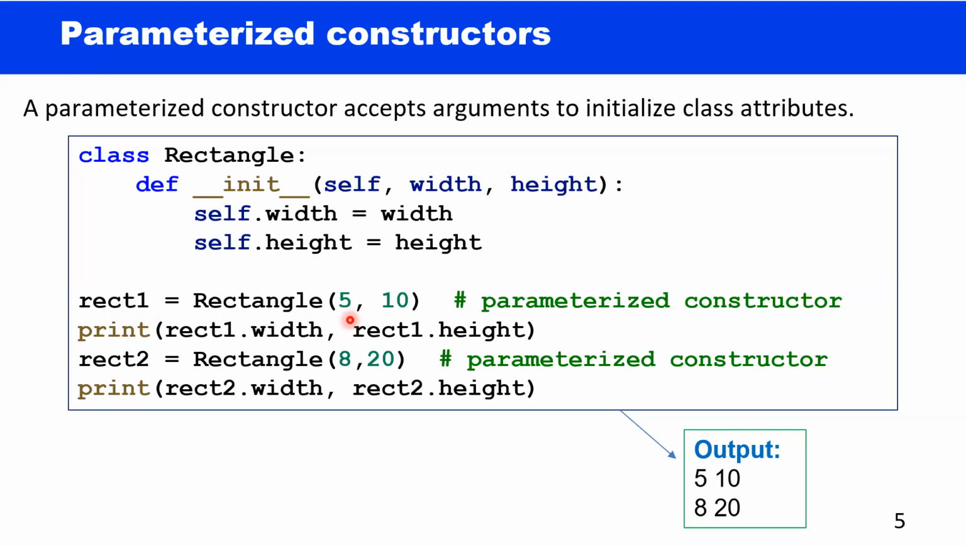Because for the rect1 object, we are passing the values 5 and 10 as the width and the height. And similarly, let us consider another object, rect2, where we are instantiating by using the values 8 and 20. That means we are passing the parameters 8 and 20 to width and height for rect2. So when you try to print the width and height of the rect2 object, it is going to print the values as 8 and 20. So basically, in the parameterized constructor, we can pass the parameters so that those parameters can be assigned to the instance variables of the object.